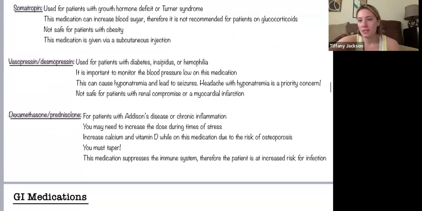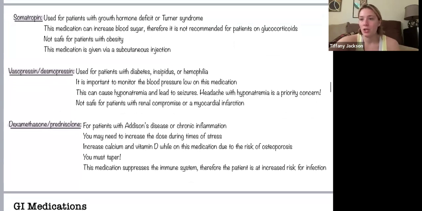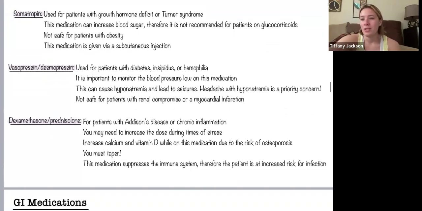It's important we taper this medication. Again, this medication does suppress the immune system. So just keep that in mind.